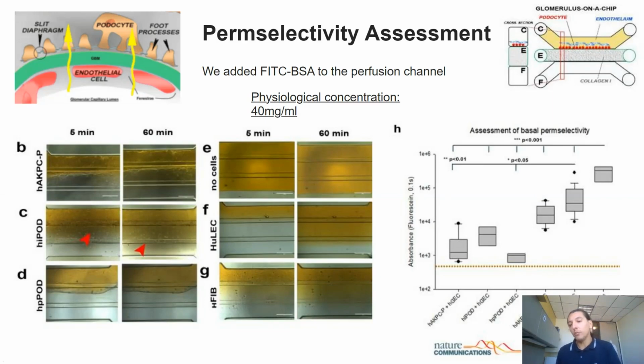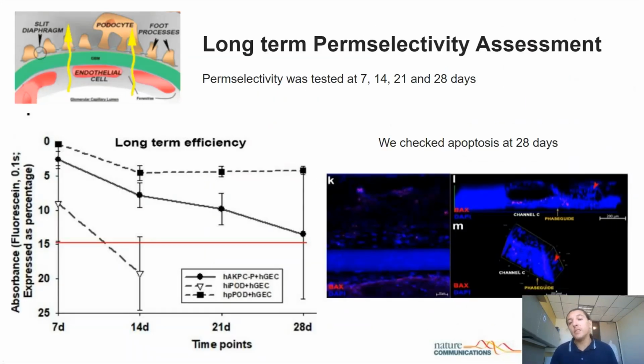As you can see here, we also performed the statistical analysis, and we confirmed that the three podocyte lines with the glomerular endothelial cells were outperforming all the other conditions. We also performed long-term selectivity assessments over 28 days, and we performed this albumin test every week. As you can see here, primary podocytes and human amniotic fluid podocytes generated Glomerulus-On-A-Chip systems that were able to maintain albumin permselectivity over time, while human immortalized podocytes were losing very quickly their ability to retain albumin.